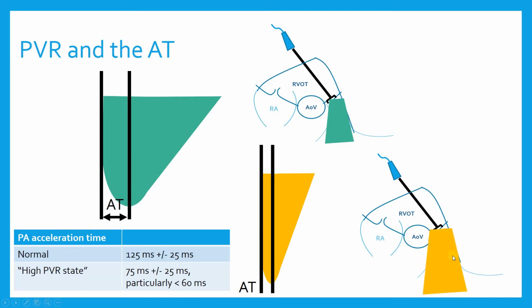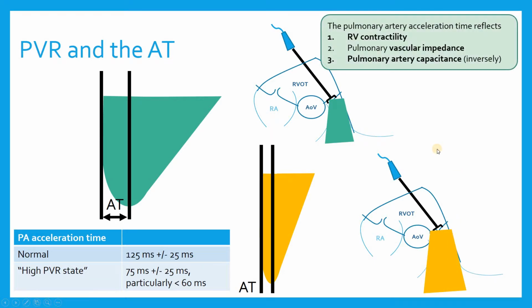In that situation, I have much less pulsatility, and my time to peak velocity is actually much shorter because my contractility is down and I have a high pulmonary vascular resistance, high impedance, low capacitance state. So the pulmonary artery acceleration time actually reflects a few different things. It's really a reflection of the coupling between the right ventricle and the pulmonary artery.